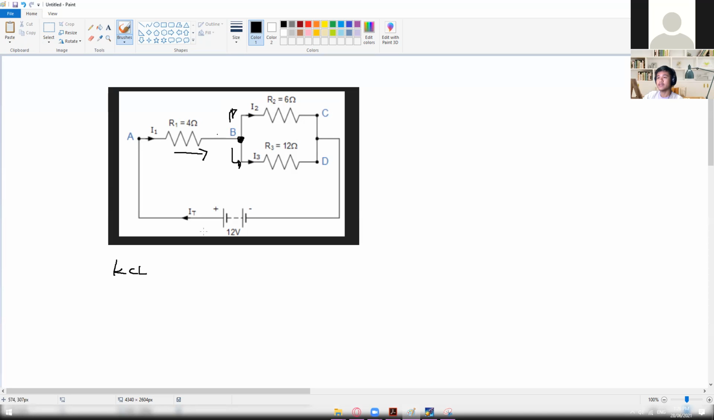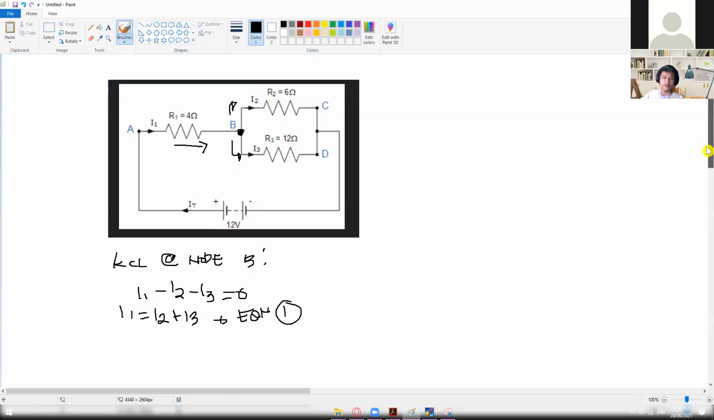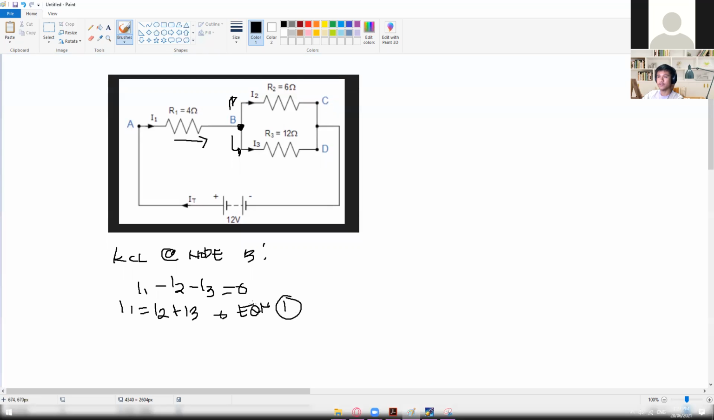So KCL at node B. In here we have I1 positive, minus I2 since this one is leaving, and the same with minus I3 since that is also leaving. If you simplify this a little bit more, it will give us I1 is equal to I2 plus I3. So this is now our equation number 1. Clear so far on how we got this equation number 1? I1 is equal to I2 plus I3.